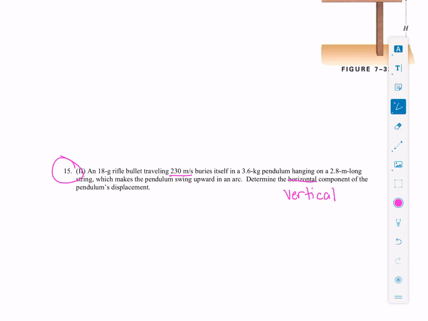Check your answers when you get it. Actually, I'll tell you the answer. You should get 0.0668 meters. If you don't get that, then we got some issues. But hopefully you do. Give it a go, and let me know if you have any questions.